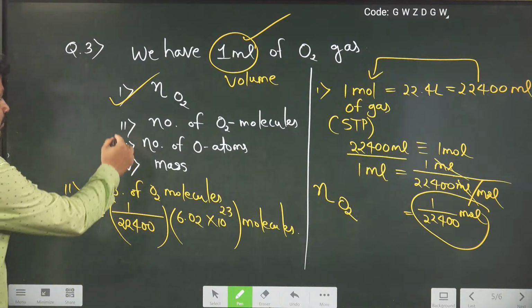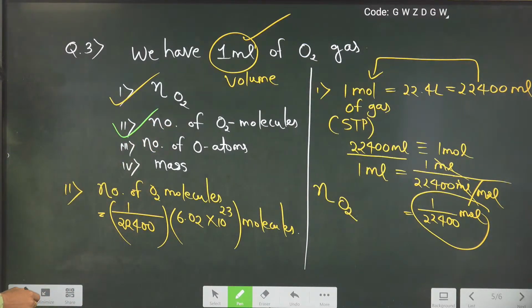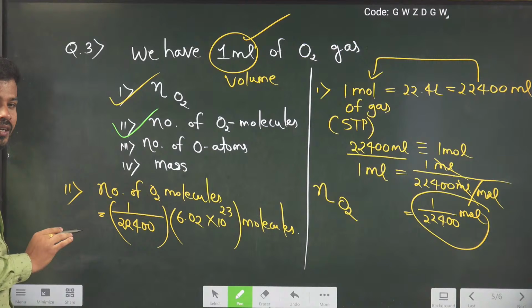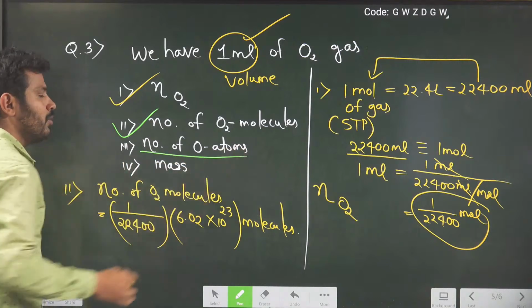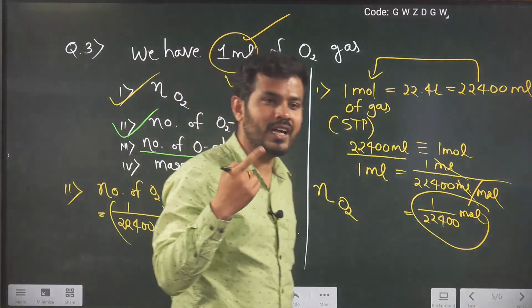Okay, so we are done with the number of O2 molecules as well. The number of O2 molecules is this. Now, who is going to smartly answer how many oxygen atoms will be there? How many oxygen atoms will be there?